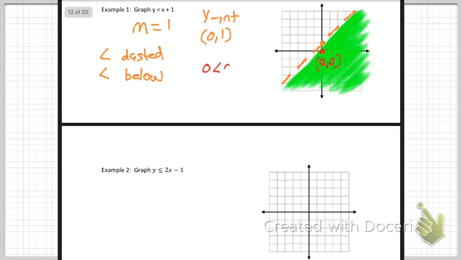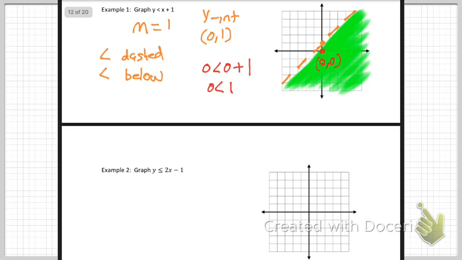So I get 0 is less than 0 plus 1. Plug 0 in for x and 0 for y. Now 0 plus 1 is 1, so I get 0 is less than 1. This is a true statement. So this is another way for me to know if a coordinate is a solution to the inequality or not.